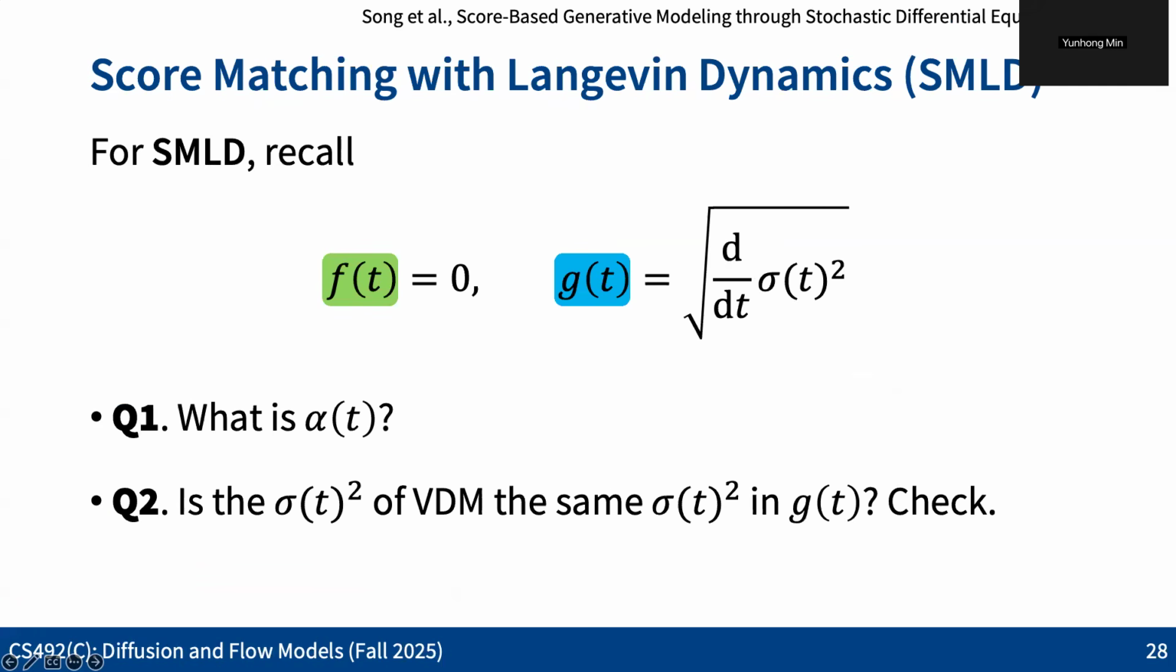Given this f and g function, what should be the alpha function here? This might be confusing, but we already have this sigma t term here. This is the same sigma t function that we see in the definition of the variational diffusion models. So let's also quickly check this out.